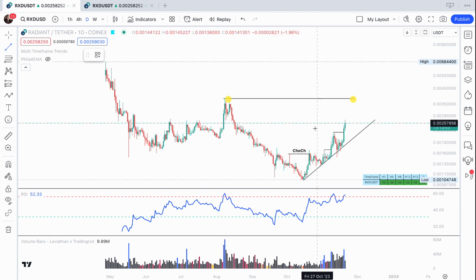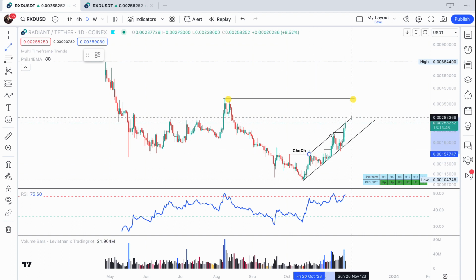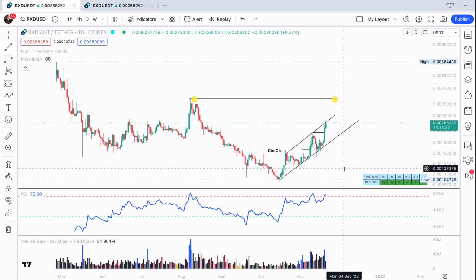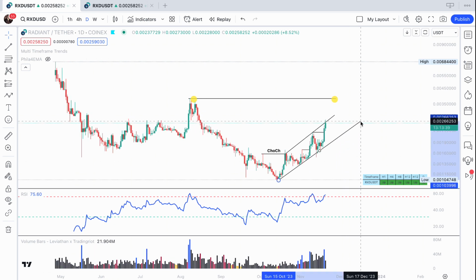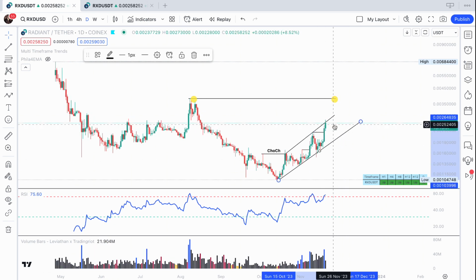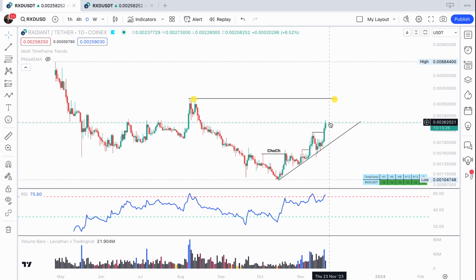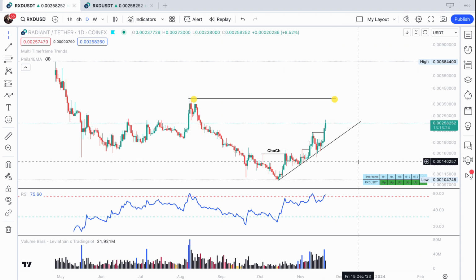Now let's pull a second trend line for the daily time frame. You can see that on the daily time frame it is a rising channel, more or less a rising channel, and generally speaking it's a sign of an uptrend. However, rising channels usually eventually break to the downside.